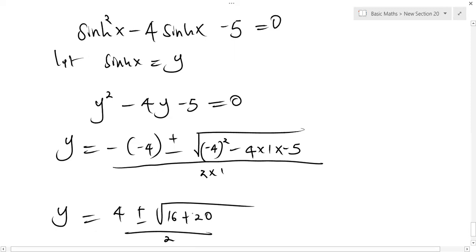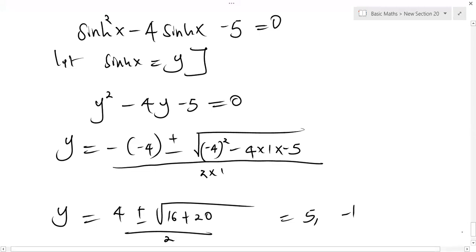So this will give the square root of 36, which is 6. So 4 plus 6 is 10, divided by 2 gives 5. 4 minus 6 is minus 2, divided by 2, then we have minus 1. So we have our y values as 5 and minus 1, then we come back to this.